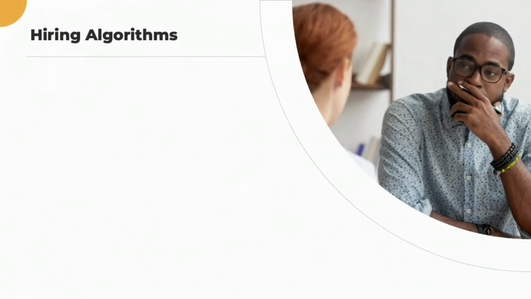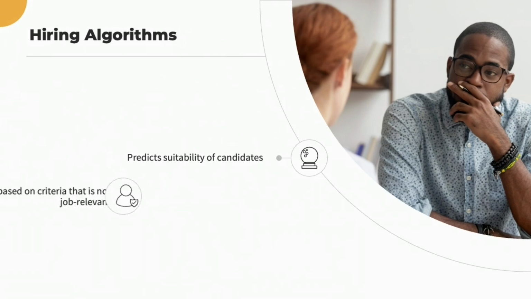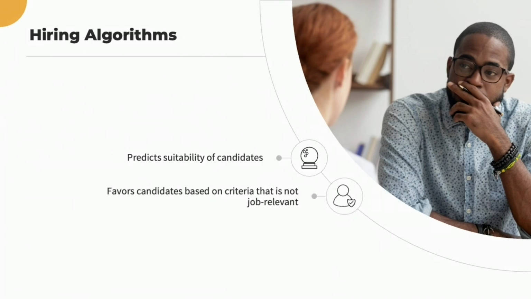Hiring algorithms. So AI is increasingly used to screen job applicants, with systems designed to evaluate resumes and predict the suitability of candidates for roles. Several companies have found their hiring algorithms favoring candidates based on criteria that are not job relevant, but reflect historical biases. For instance, a well-known tech company discovered its AI system was downgrading resumes that included the word "women's," as in women's chess club captain, or candidates who graduated from certain colleges that historically had more female or minority students.